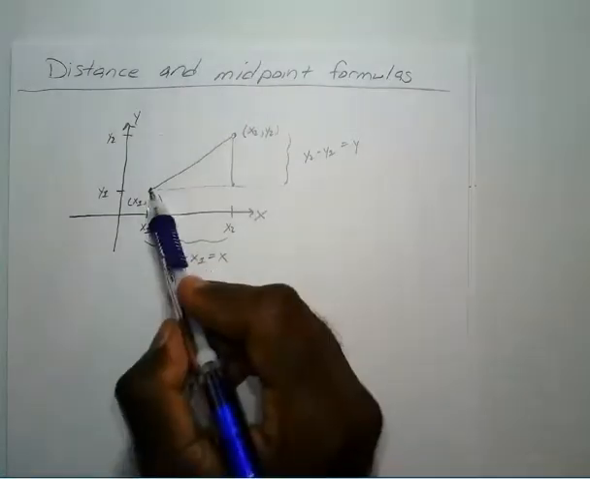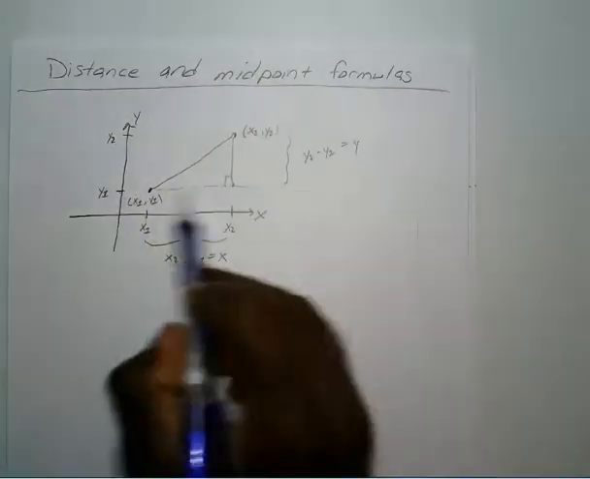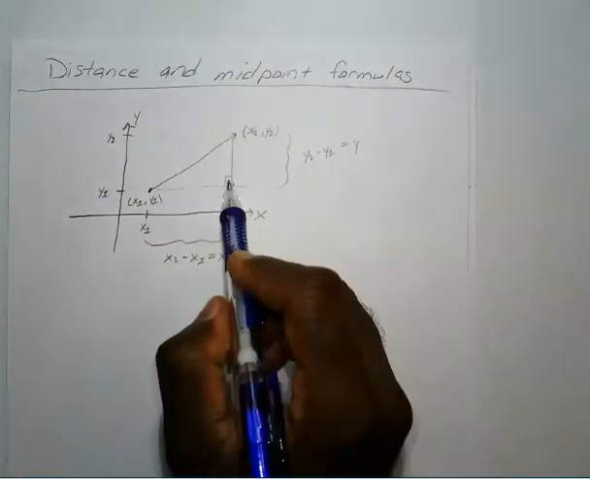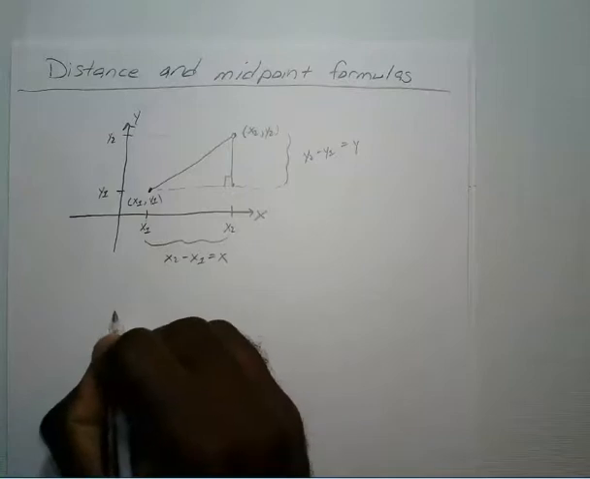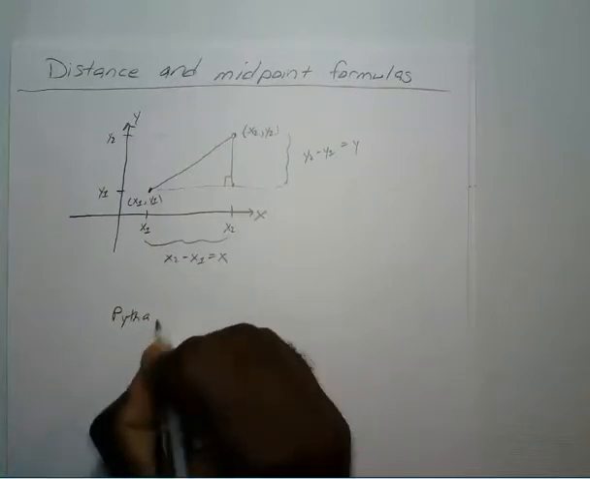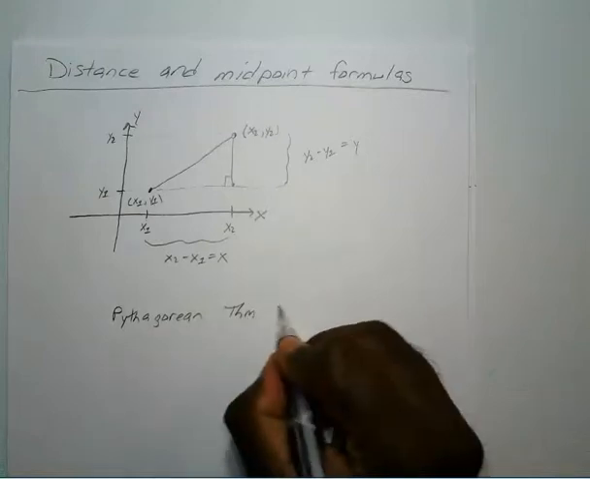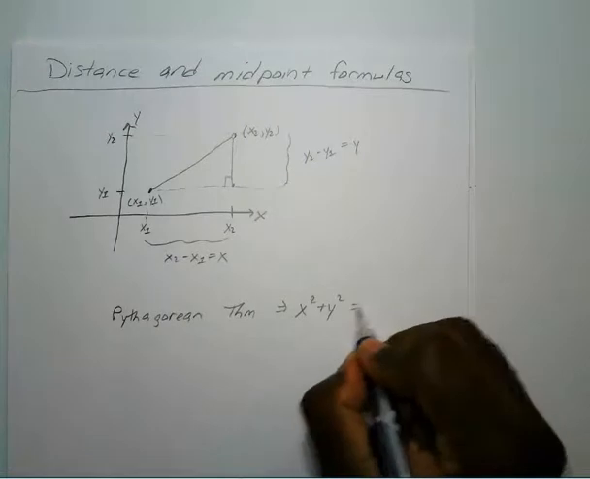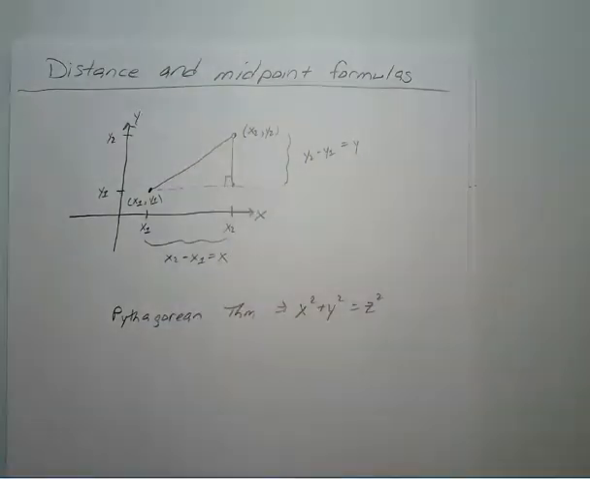Okay, so if you notice here, just going from this y value up to this y value up here, we now have kind of a right triangle. And whenever you have a right triangle, you can use the Pythagorean theorem, which means that x squared plus y squared equals z squared, where your hypotenuse is your z.